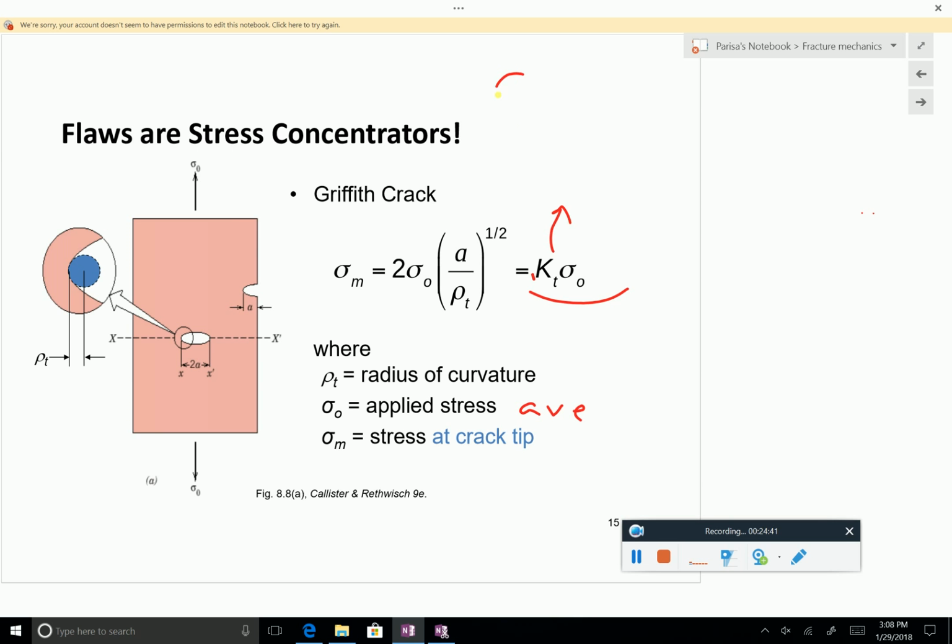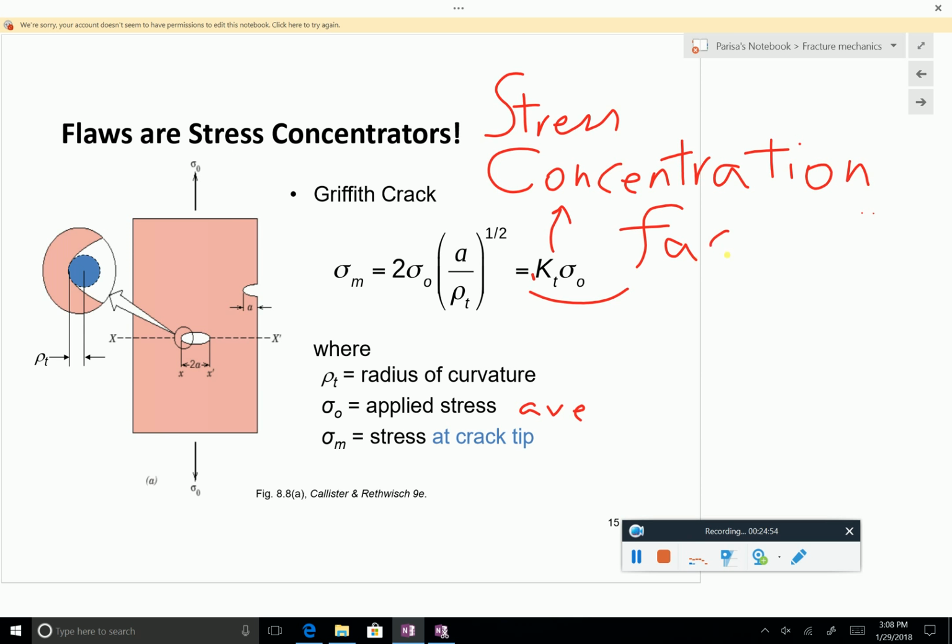Now let's see if I can write this. A stress concentration factor. It's very large, I know, but KT. So it's larger than sigma 0. And how much larger? This KT, let's change the color. You can see this in this relationship that KT is equal to 2 times square root of a over the radius of, this is a tough one, radius of curvature.